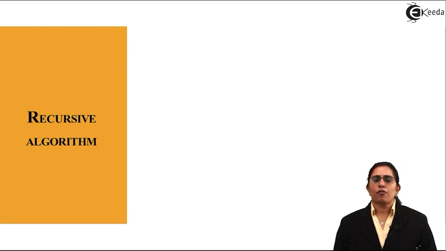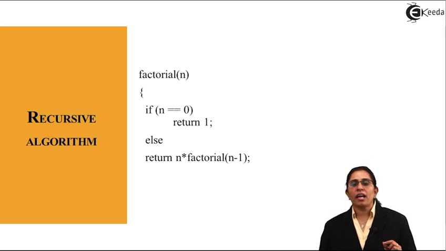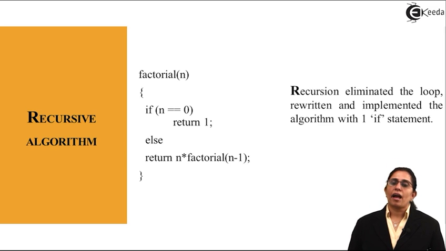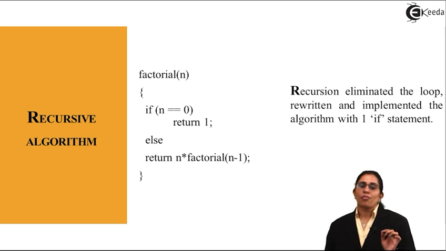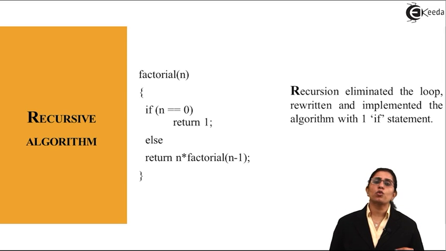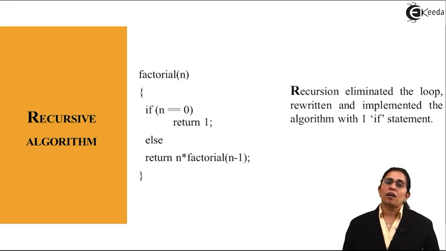Now, the recursive algorithm for factorial n: if n is equal to 0, it returns 1, else return n into factorial n minus 1, and it ends. So recursion eliminates the loop. This is what we've seen, and rewritten and implemented the algorithm using a simple if structure. So here we observe that when a simple factorial program is written using recursion, then my while loop is eliminated. The time taken for me to execute a while loop is totally removed. That program is converted into a simple two-line if-else structure, and it returns a correct measure.